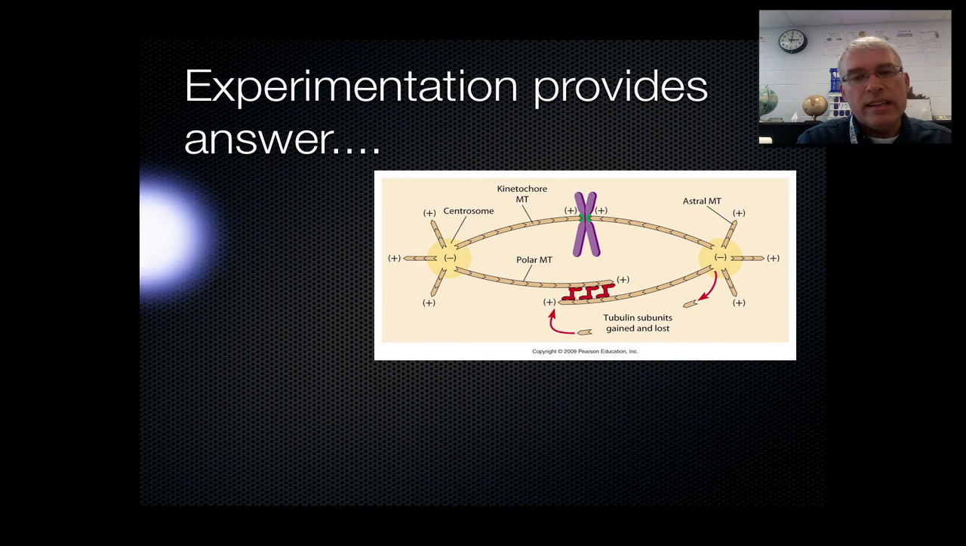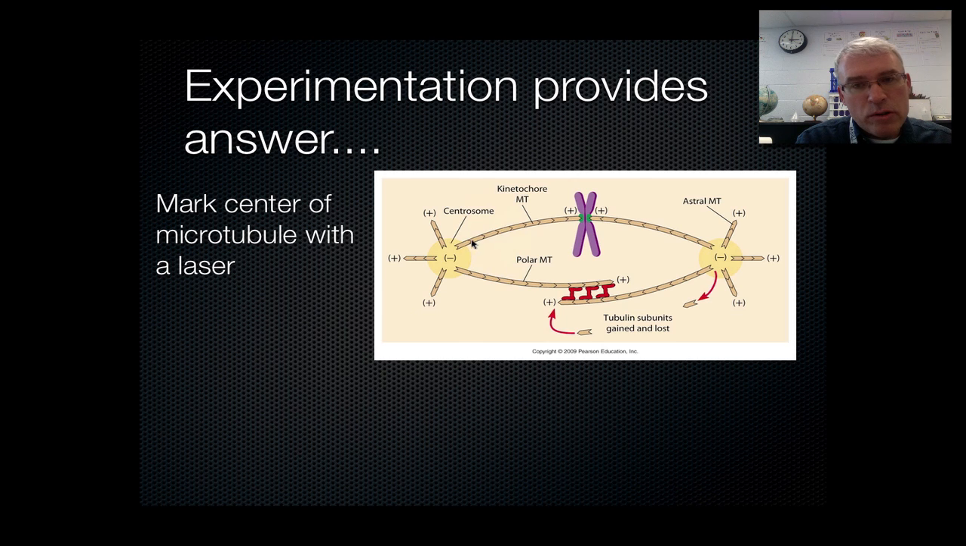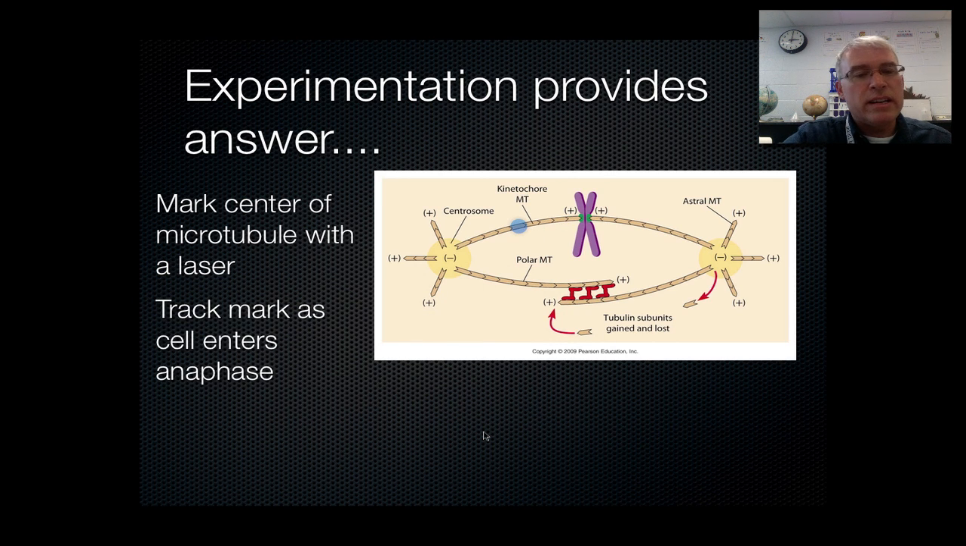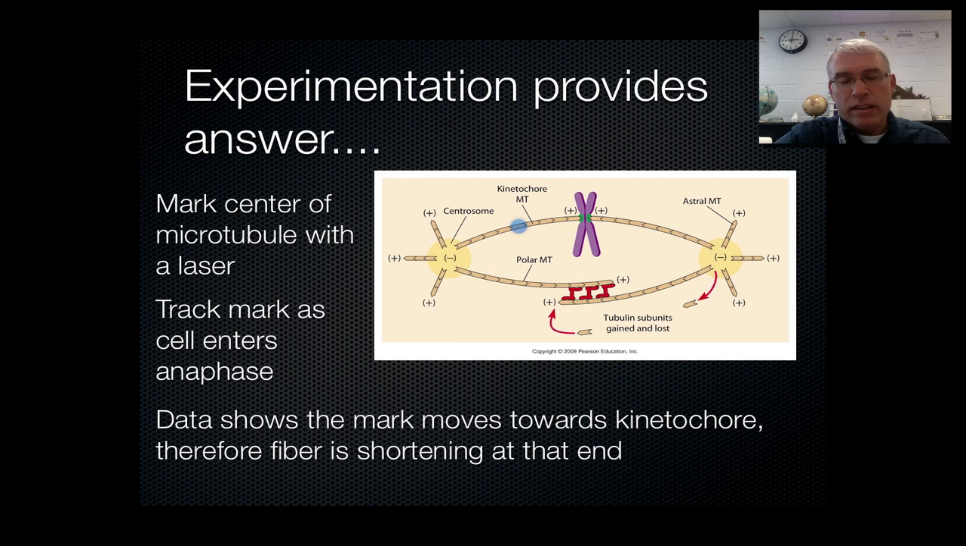What they did is they labeled the kinetochore microtubule here using a laser. And we'll put a little dot right here. Now, if this microtubule is shortening from this end, this segment here should get shorter, and the dot should move this way. If it's shortening on this side, then the dot should move this way. And the track marks the center. And you allow the cell to go through anaphase, and the data shows that the mark moves towards the kinetochore.